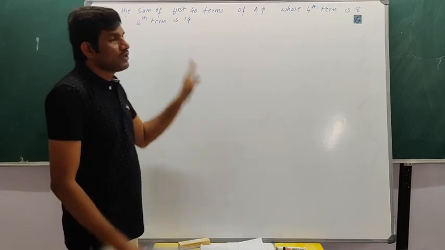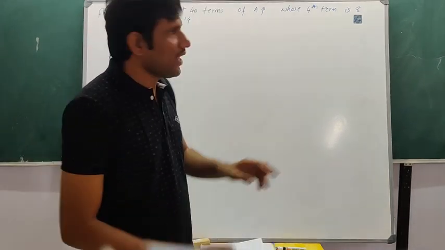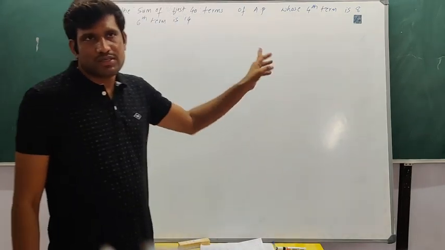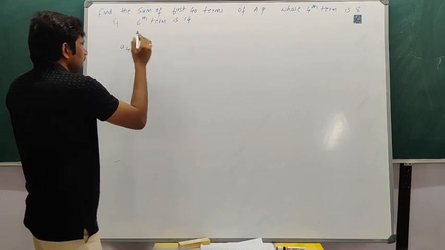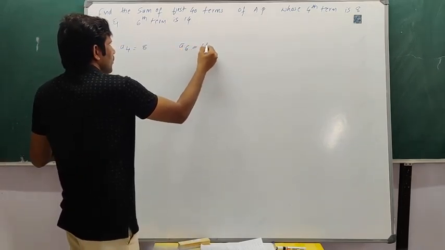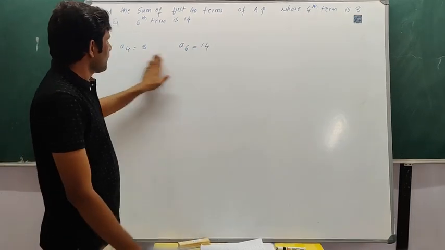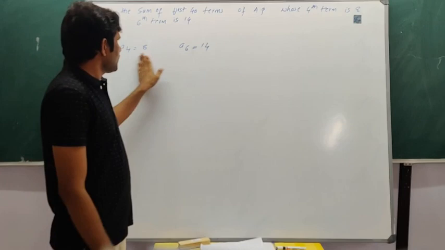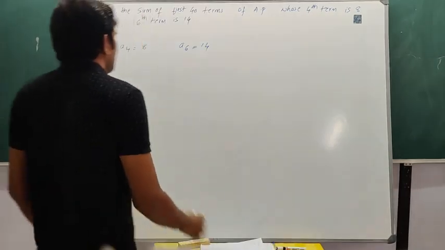So in this problem, they have not given the value of a and d directly. Instead of the values of a and d, they have given two parameters. Already we know the fourth term is 8, so that is a4 is 8. The sixth term is 14, so a6 is 14. By using these two values, we have to find the values of a and d. So how can we find them?